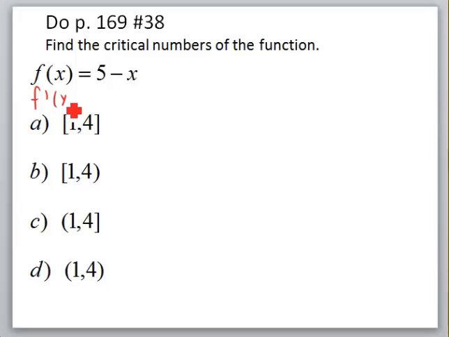find that first derivative. I don't know what my endpoints are because I have different intervals throughout, so I'm going to have 4 different questions. So we'll just go ahead and find the derivative first, which is just simply -1.